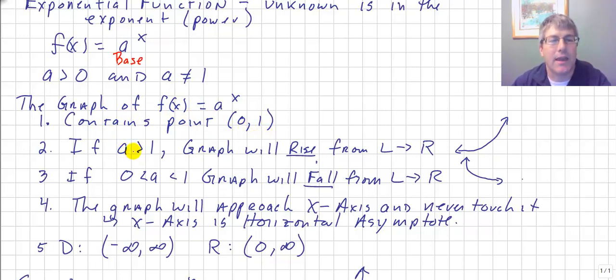Second, if a, our base, is greater than 1, the graph will rise as you read from left to right. If our base a is between 0 and 1, the graph will fall from left to right. So as we input larger and larger x's, our graph will fall.